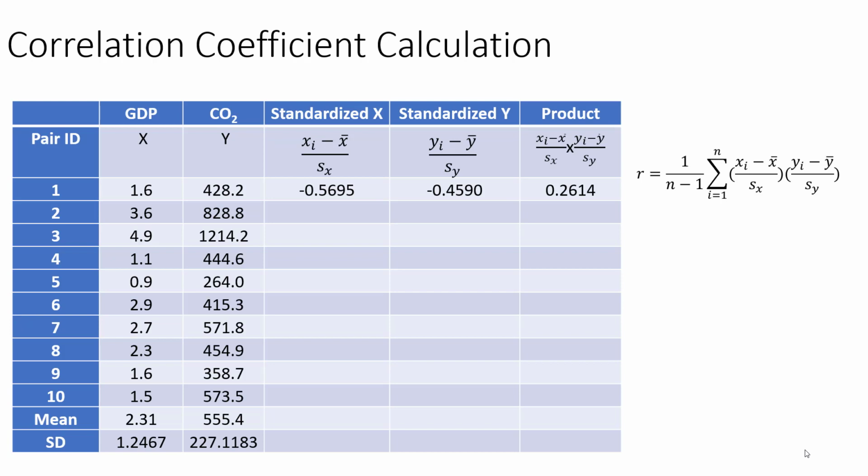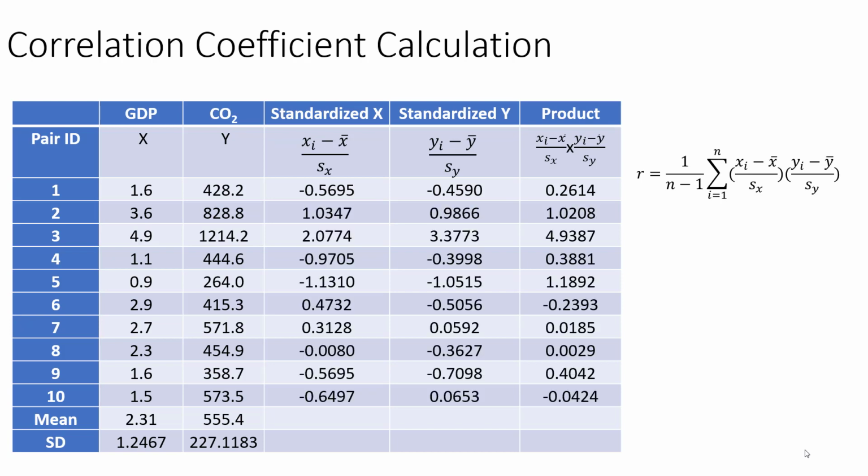For the first pair, the standardized GDP is (1.6 minus 2.31) divided by 1.2467, which is about negative 0.57. The standardized CO2 is about negative 0.46. The multiplication of the two negative values is positive, and here it is approximately 0.26. If you repeat the calculation for other pairs, you get the result in the last column.